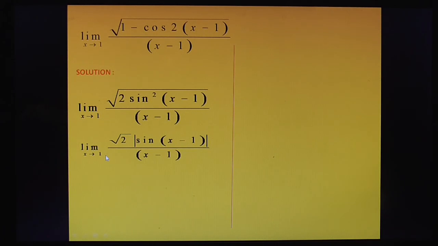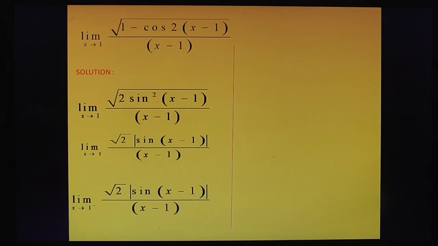Clear? So here you have to observe the limit for left hand and right hand. What is the left hand limit? That is x tends to 1 minus, and the right hand limit is x tends to 1 plus. We know that for x tends to 1 minus, mod x minus 1 is minus of (x minus 1). For x tends to 1 plus, mod x minus 1 is x minus 1. Clear? So both are different.